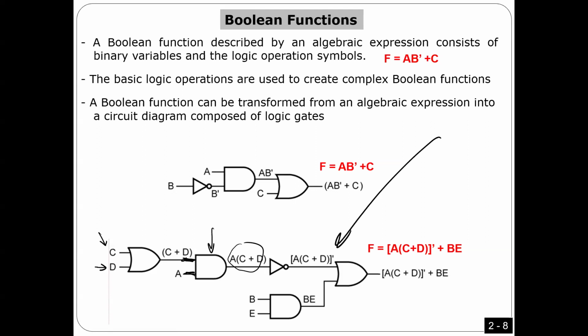Okay. Same thing, we have here B and E. So this one should be B and E, right? And then I do OR. This way, if you have this diagram, you can easily calculate F. So this is F. Any questions?